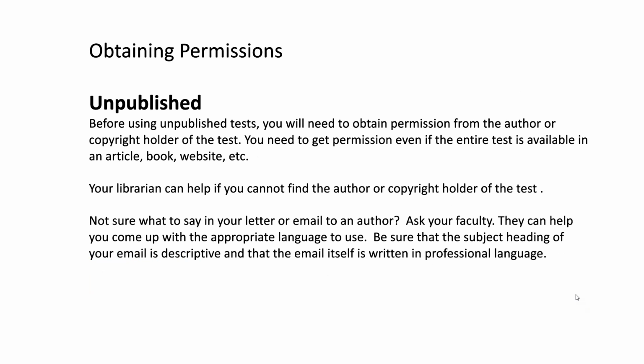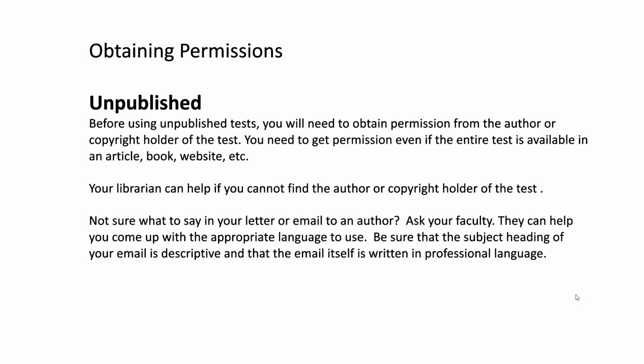For unpublished tests, you'll also need to obtain permission from the author or the copyright holder of the test. Sometimes it takes a little bit of work to find out who is the copyright holder. It's not always the author. And you'll also have to get permission even if the entire test is available in an article, book, or website. Generally speaking, if the test or measure is published in an article or a book, usually it's enough to just contact the publisher for that article or book. If it's a website, oftentimes it'll even say on the website who's the copyright holder. Your librarian can also help if you can't find the author or copyright holder of a test.